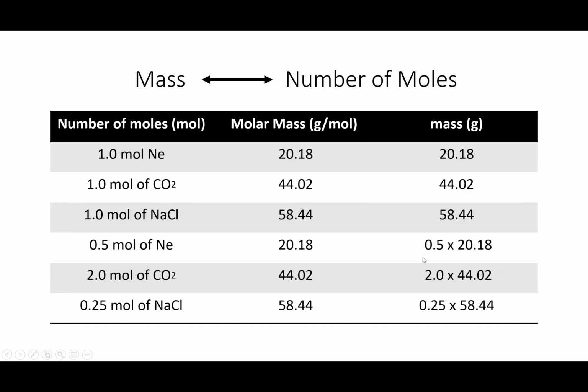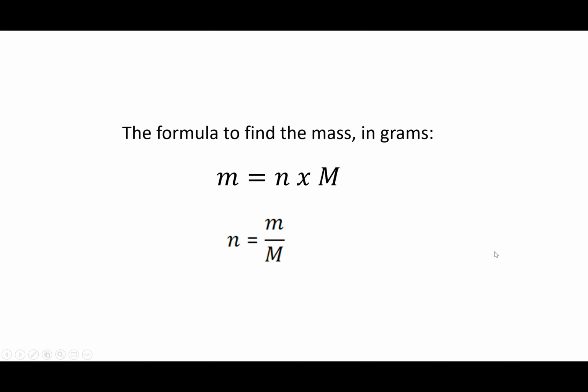But the point here is that we're trying to derive the formula. So we want to see, if I want to find the mass, what do I need to do? I need to take the moles of the sample and I need to multiply by the molar mass. So to find the mass in grams, mass is equal to moles times molar mass.